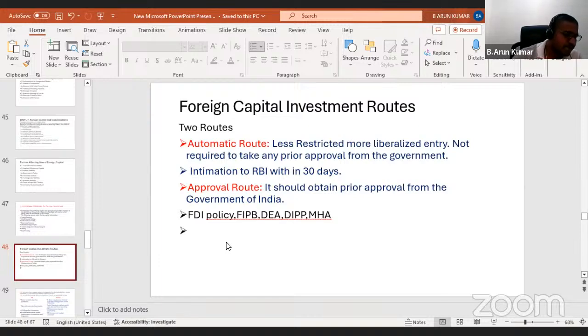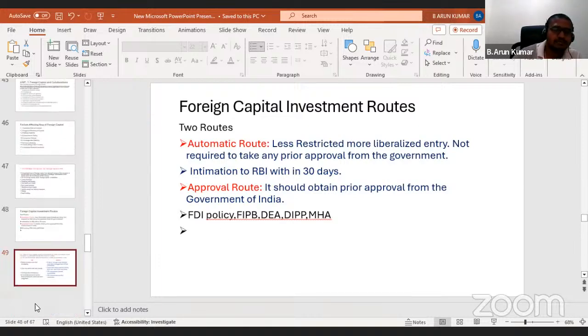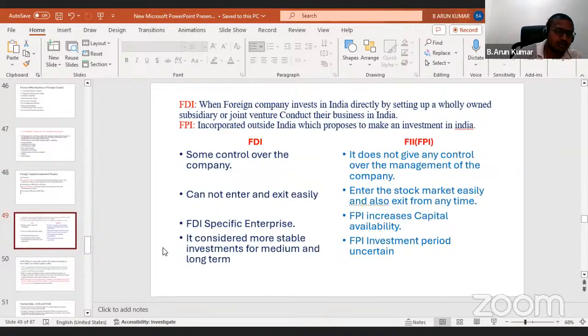Then, forms of foreign capital investment. In how many ways are we getting foreign capital? One is FDI and the second one is FPI. FDI is foreign direct investment, and FPI is foreign portfolio investment. FDI gives some control in a particular company. For FPI, there is no control in a particular company.